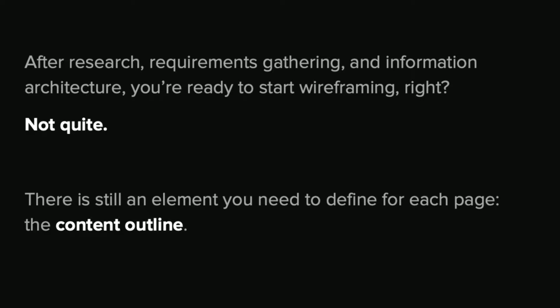So after you've done your user research, requirements gathering, and information architecture, you're ready to dive into wireframing, right? Maybe not quite. There's still an element that you need to define for each page or area of the information architecture, and that's the content outline.